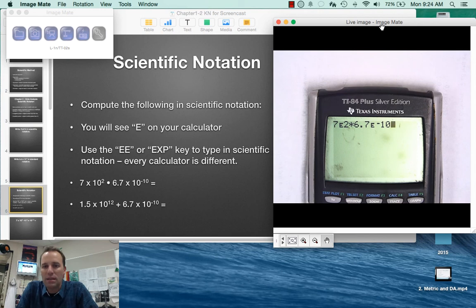Notice that E means times 10 to the. So I don't write times 10. I don't put E times 10 or anything like that. To do 7 times 10 squared, it's 7E2. 7 exponent 2. Okay? So when you hit enter, you get your answer for that one, 4.69 times 10 to the negative 7th. The one after that would be 1.5E12 plus 6.7E negative 10. Okay? When you hit enter on that, you get 1.5 times 10 to the 12th.